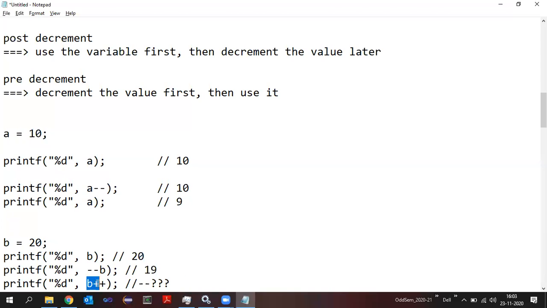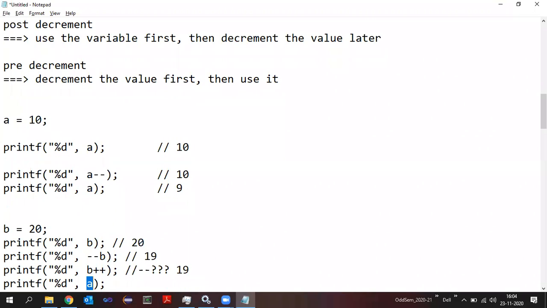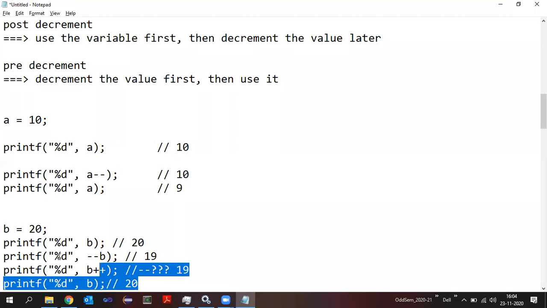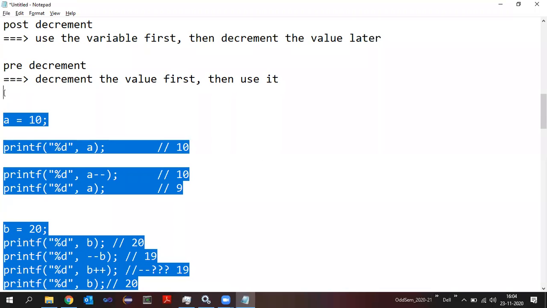20. Now, display 19 only. It is a post-increment, which means you use the value first. So what is the value? 19. So 19 I used it. Suppose next time I write a statement B here, what will be the value of B? 20. Why 20? Because I have incremented it in the previous statement. Don't worry if you are finding it a little difficult to understand.